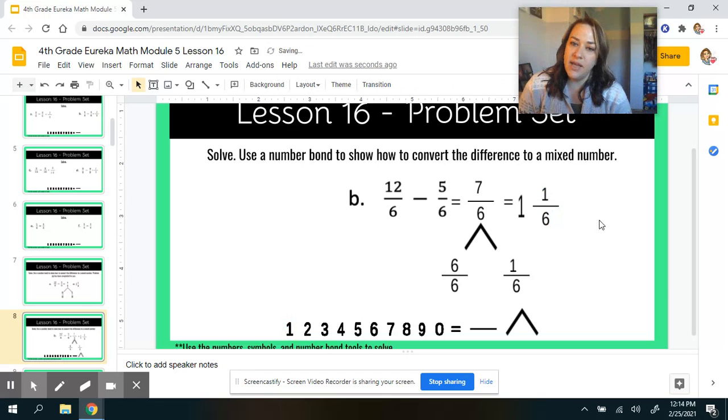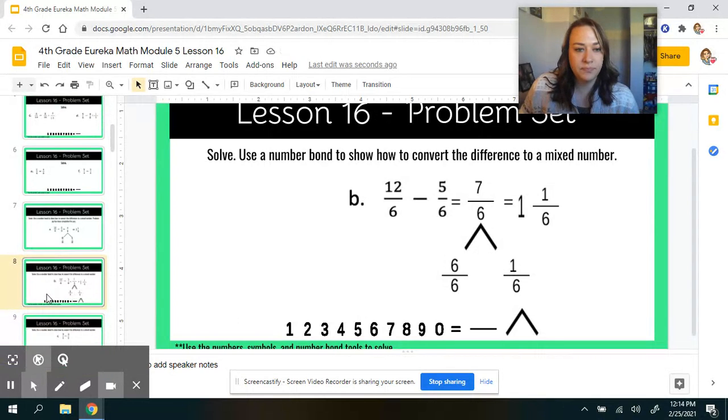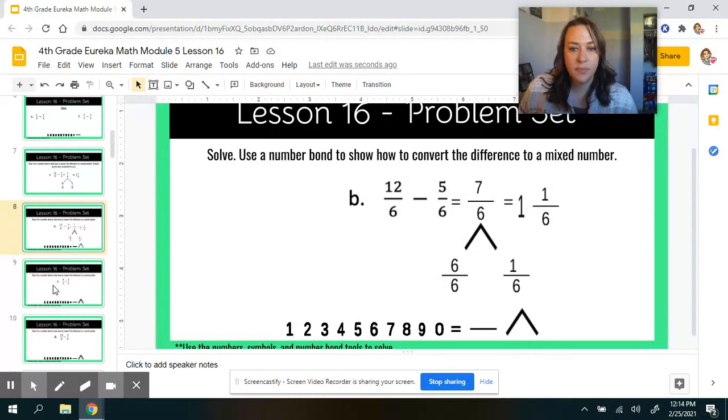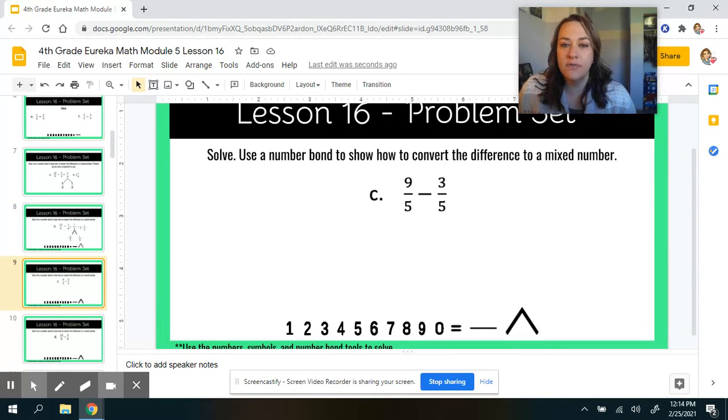You guys see how we do that? All right, let's do another one. So we do our subtraction first. We know that our denominator is going to stay 5, and then we can do the subtraction of 9 minus 3. 9 minus 3 gives us 6.